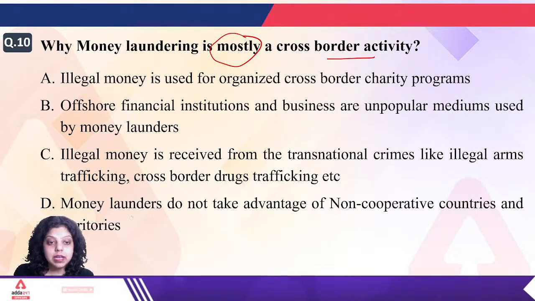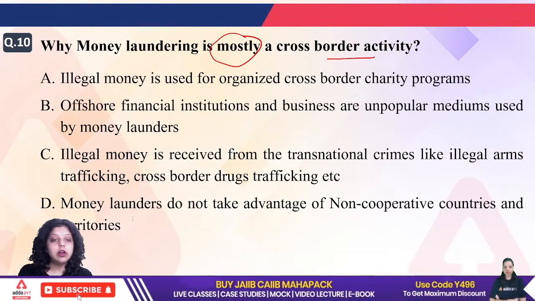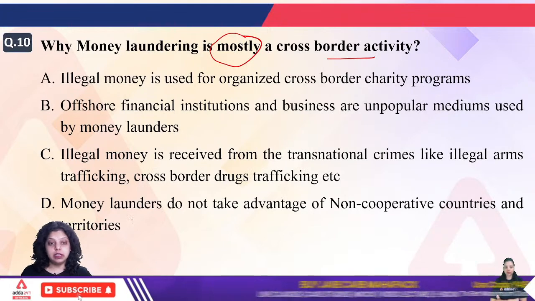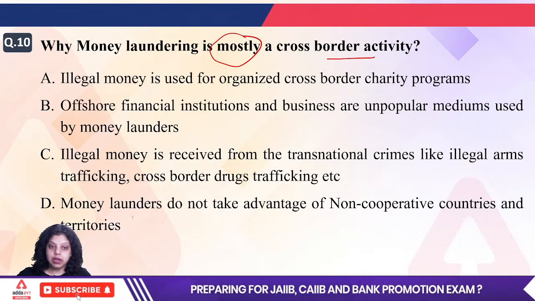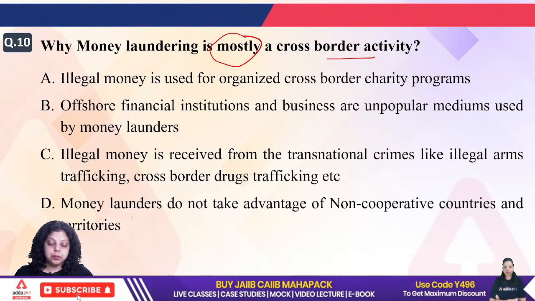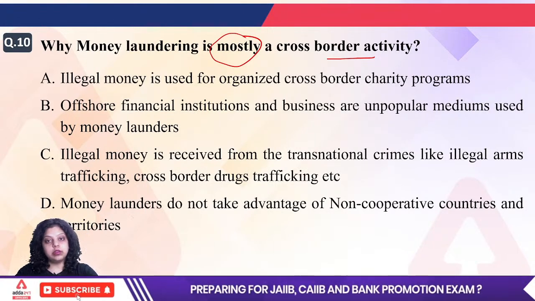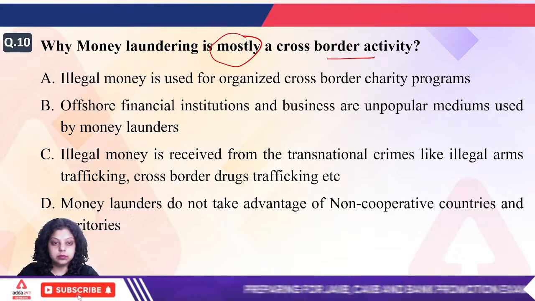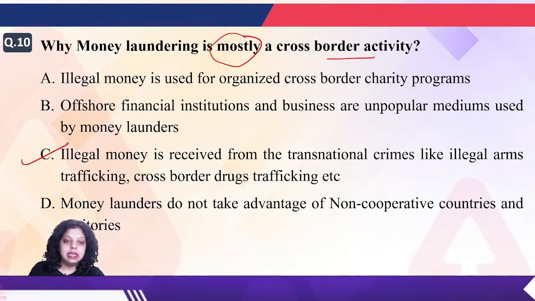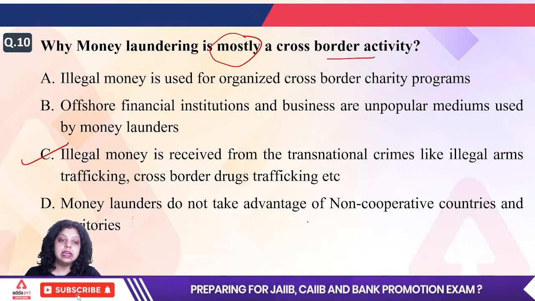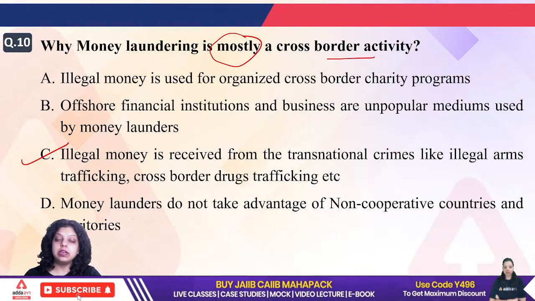Money laundering is simply the conversion of black money into white money, and it is an illegal activity. If any person is found guilty of money laundering, there will be imprisonment of 3 to 7 years, and the person has to pay a fine of up to 5 lakh. A penalty has to be paid by the person. So what is the reason that money laundering is mostly a cross-border activity? The right answer will be C: illegal money is received from transactional crimes like illegal arms trafficking, cross-border drug trafficking, etc. So this is the reason why money laundering is mostly a cross-border activity.